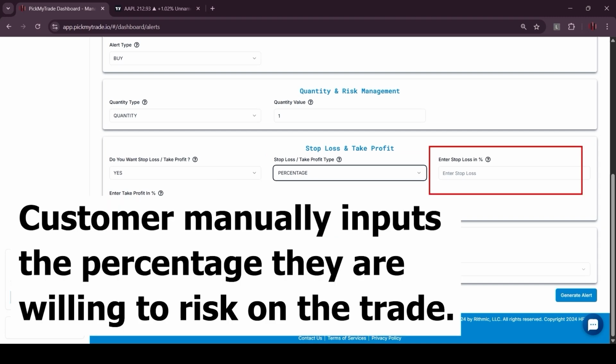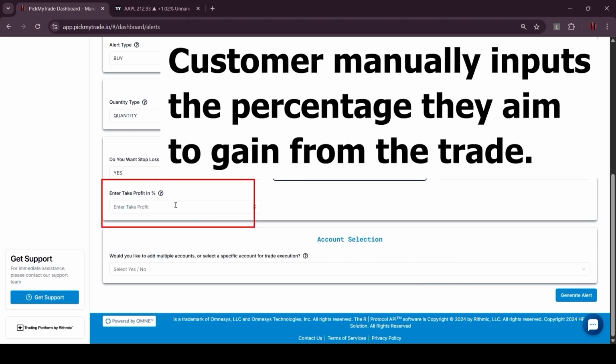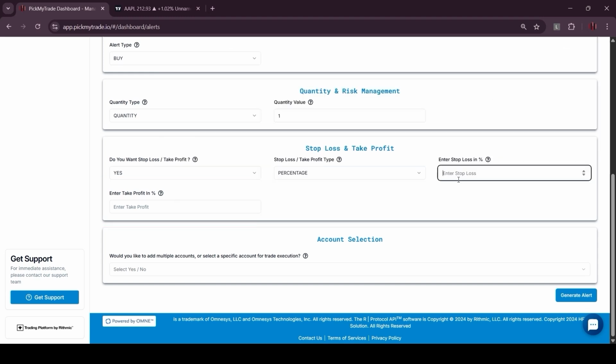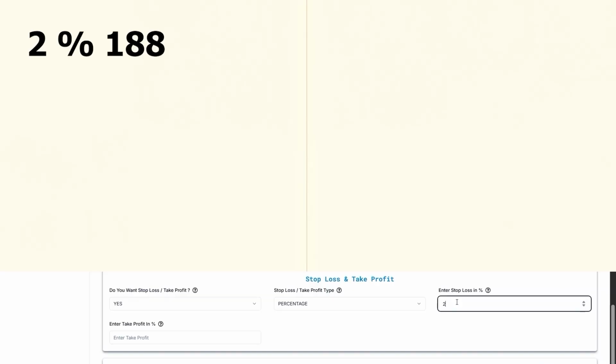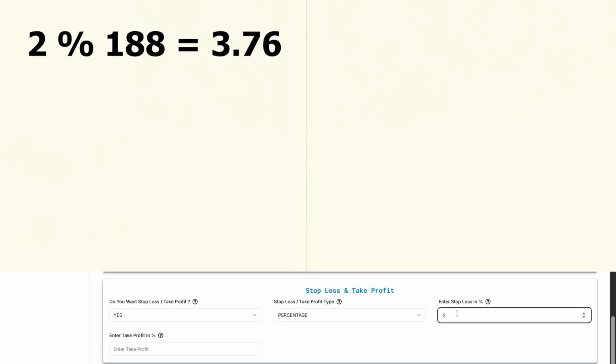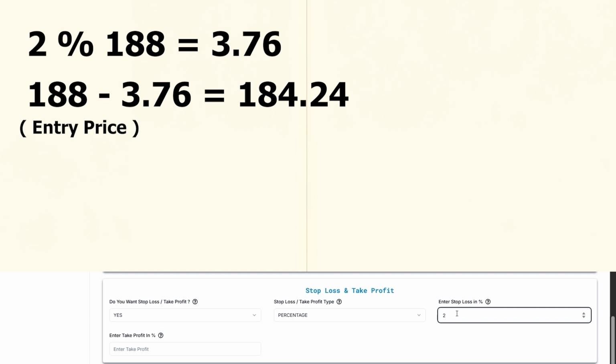For stop loss, the customer manually inputs the percentage they are willing to risk on the trade. And for take profit, the customer manually inputs the percentage they aim to gain from the trade. Here in stop loss, I have entered 2. So the calculation goes like, it will calculate the 2% of 188, which is 3.76. So, according to the formula, 188 minus 3.76 will be 184.24.